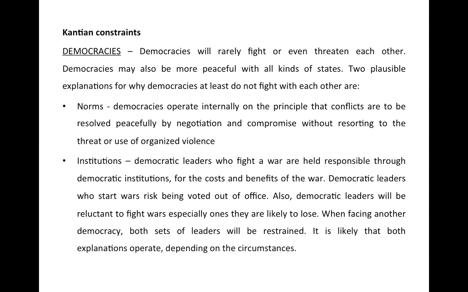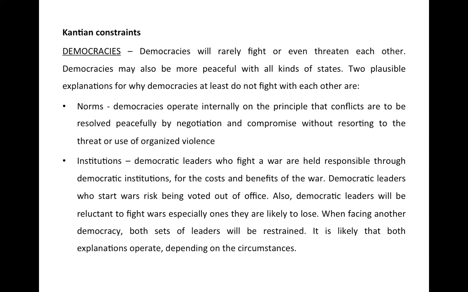Kantian constraints. It is suggested that democracies will rarely fight or even threaten each other. Democracies may also be more peaceful with all kinds of states. Many studies support the first proposition, that democracies rarely fight or even threaten each other, but the second claim, that democracies may also be more peaceful with all kinds of states, is more controversial.